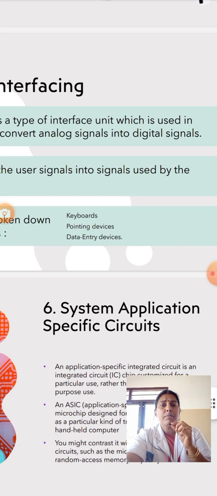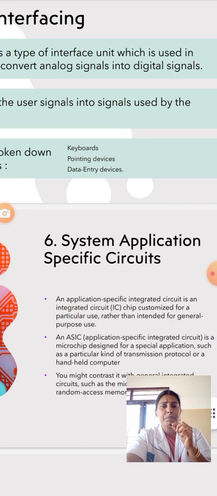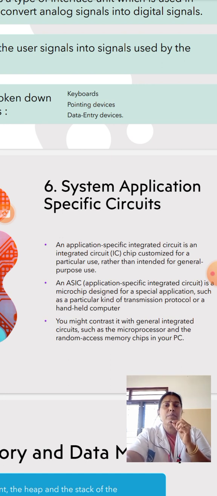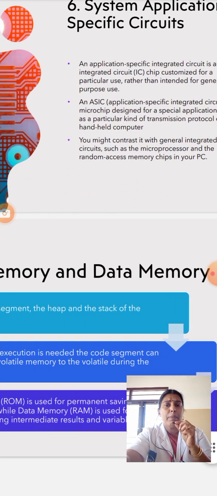The next one is system application specific circuits. An application specific integrated circuit, commonly called ASIC, is a chip customized for particular use rather than intended for general purpose use. So ASIC is a microchip designed for special applications such as a particular kind of transmission protocol or a handheld computer. You might contrast it with a general integrated circuit such as the microprocessor and the random access memory chips which are used in our normal PC.